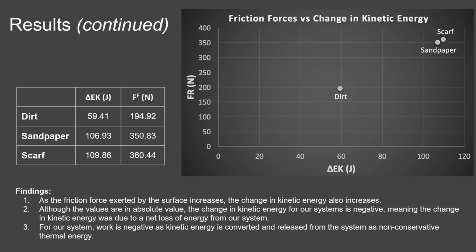These are the calculated values for the frictional force and change in kinetic energy for each surface. We saw that as the frictional force exerted by the surface increases, the change in kinetic energy of the system also decreases. Even though our graph is in absolute values, the change in kinetic energy is negative, meaning the work is negative and energy is leaving the system due to an increase in friction.